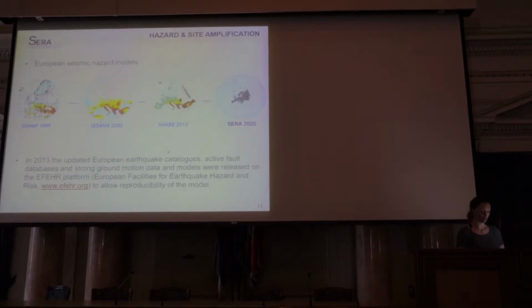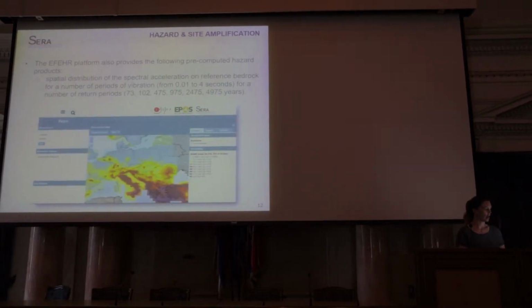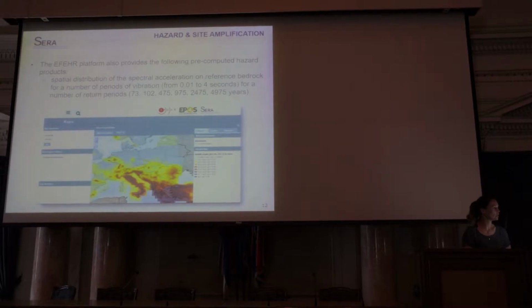but you just want the outputs of the hazard model, this platform also provides pre-computed seismic hazard outputs. So if you go to this hazard interface on this platform, you can access maps. You can choose to see the spatial distribution across the whole of Europe of spectral acceleration on a reference bedrock for different periods of vibration, so from what is basically PGA up until a spectral acceleration at 4 seconds. And you can look at these results for different return periods, from 73 years up to almost 5,000 year return period. And so you can download the data, you can download the map, you can click on a specific location and get the uniform hazard spectra from all of those outputs that are there.